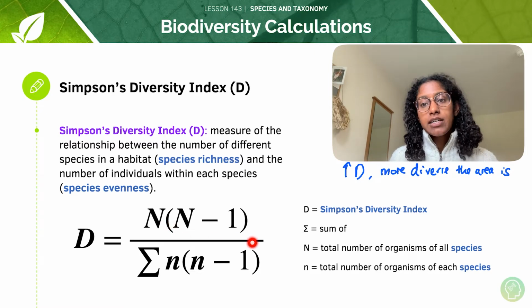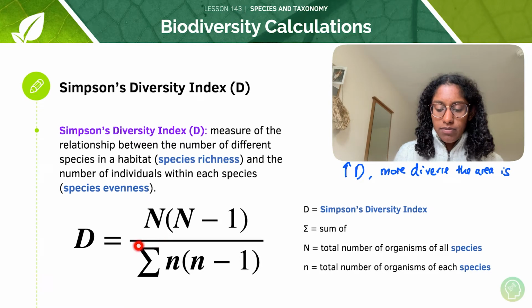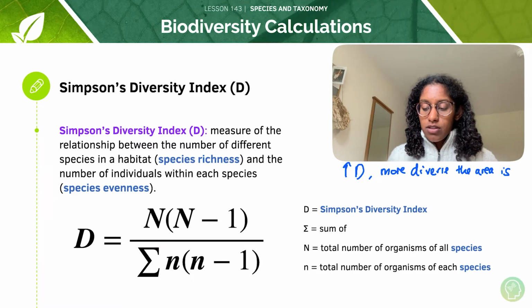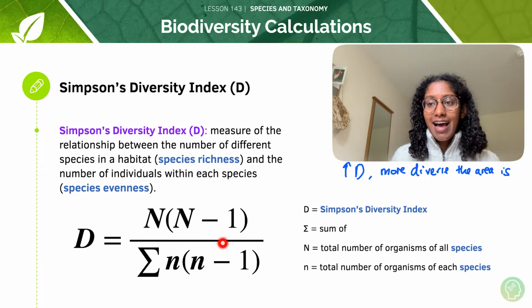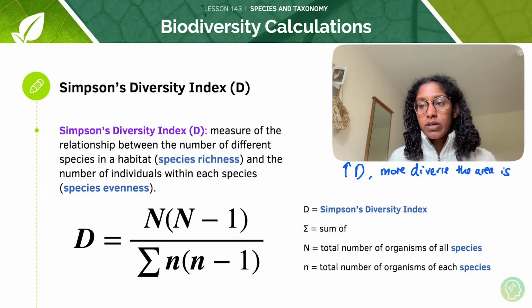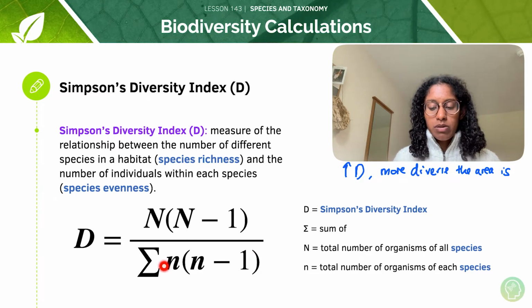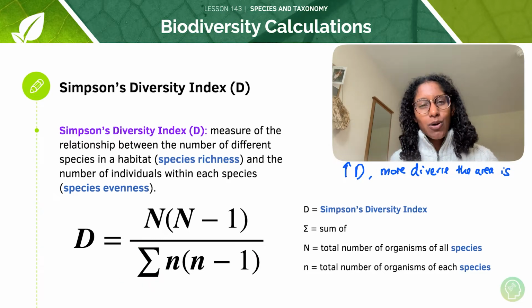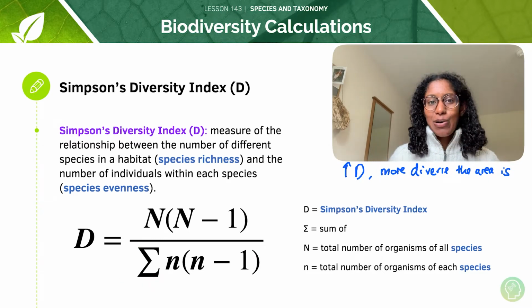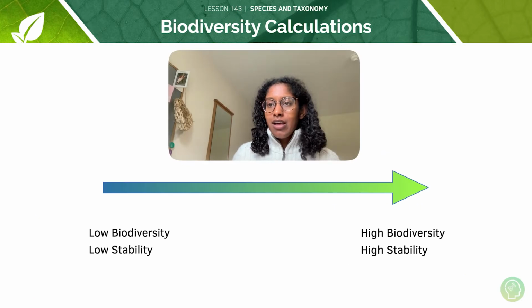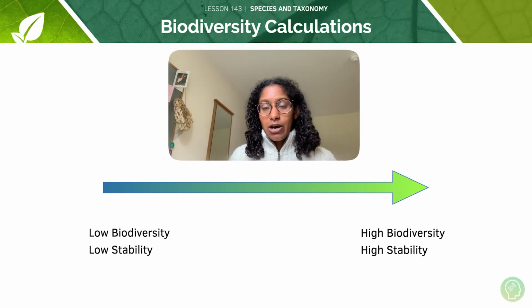And then we're going to divide all of that by the sum of the total number of organisms of each species. So that's small n multiplied by small n minus 1, and we're going to add that up for the total number of organisms of each species. So for all of those species, we're going to add up the n multiplied by n minus 1, and that's what we mean by the sum of. It's a bit complicated to explain this without actually showing you an example, so we'll move on to a few examples in a few slides' time.